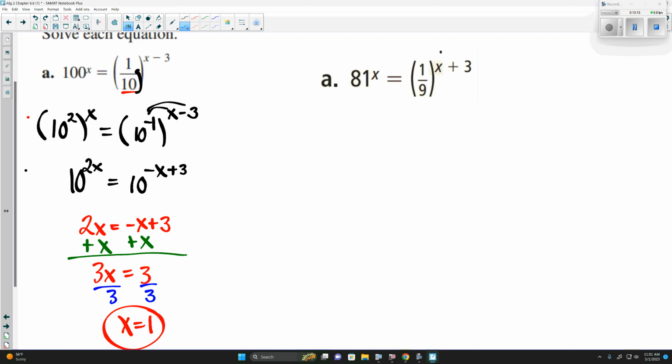Now, for the next one, we're going to do a similar process as we did for the one before it. So we need to rewrite 81 and 1/9 as 9 to a power. Yes, but we rewrite 81 as 9 squared, and 1/9 will be 9 to the negative first.